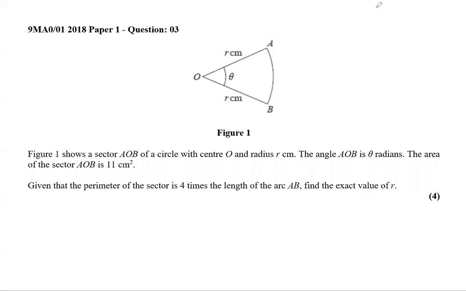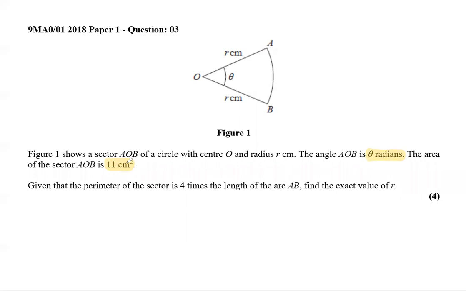Okay, question 1 from the trial exam is from paper 1, 2018, the pure paper. We have a sector, OAB, with radius r. We're told that the angle AOB is theta. This is in radians. Okay, and we also know the area is 11 square centimeters.